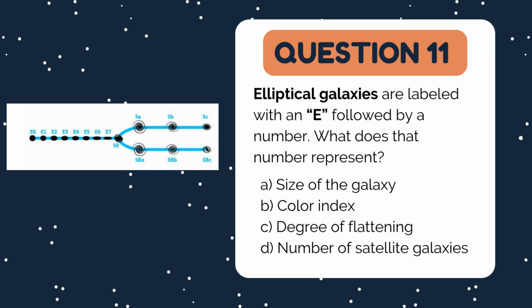Now here's one about appearances. Elliptical galaxies are labeled with an E followed by a number. What does that number represent? A. Size of the galaxy. B. Color index. C. Degree of flattening. D. Number of satellite galaxies.